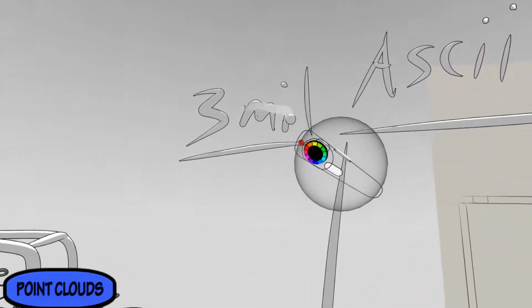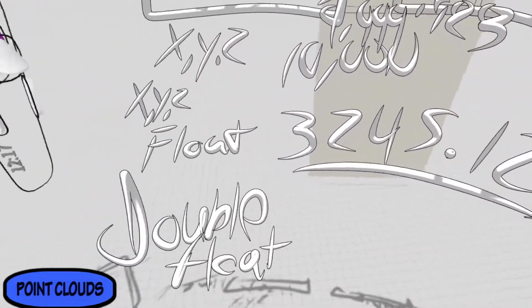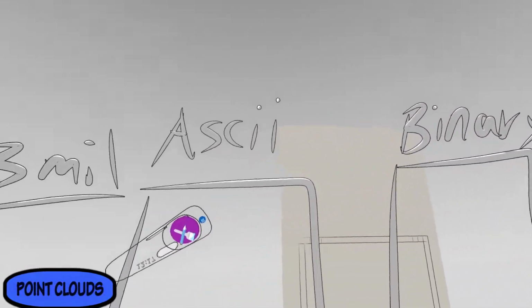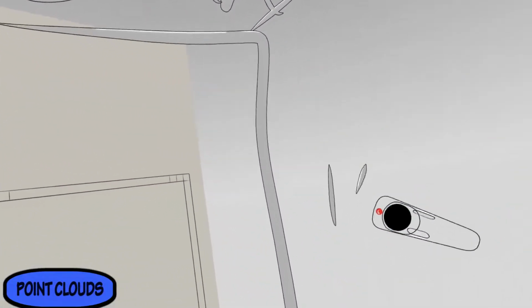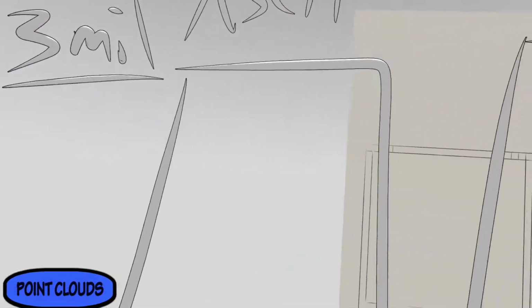So if you do have 3 million points, you definitely want to have something that is in the float range versus a double float range. For ASCII files especially, because a binary file is actually about 1/8 the size. And it's not always true.